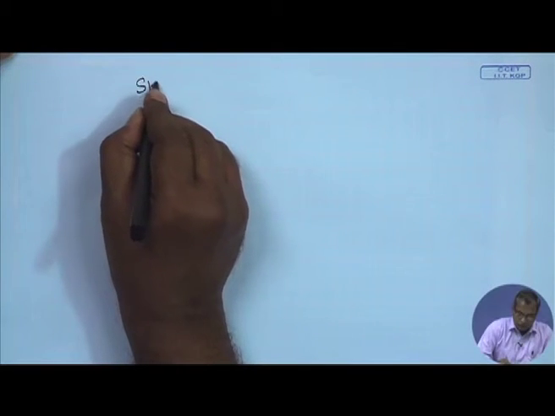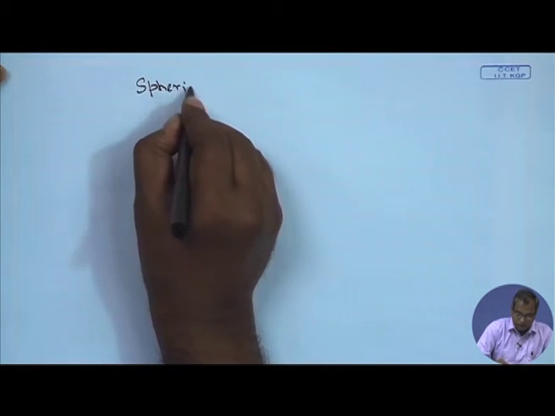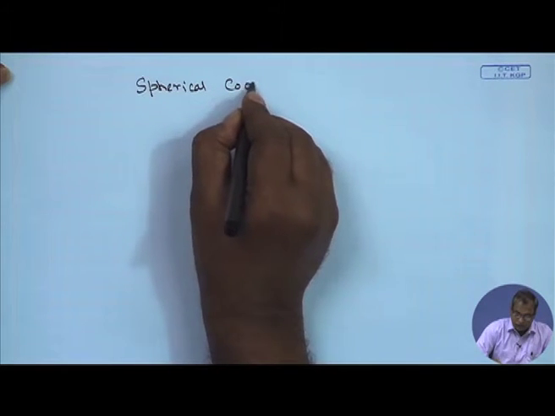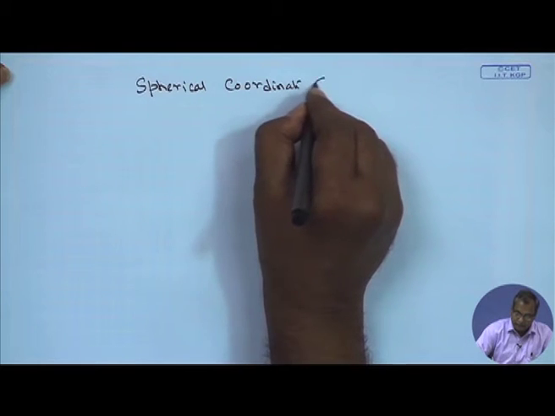Next, we will be moving over to the spherical polar coordinate system, which will be quite popular whenever we look into the transport properties occurring across spherical systems, spherical vessels, or things like that.